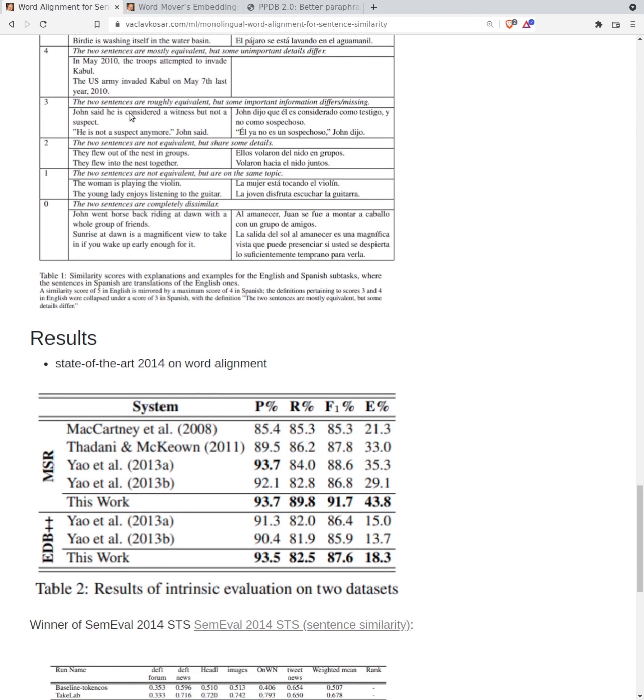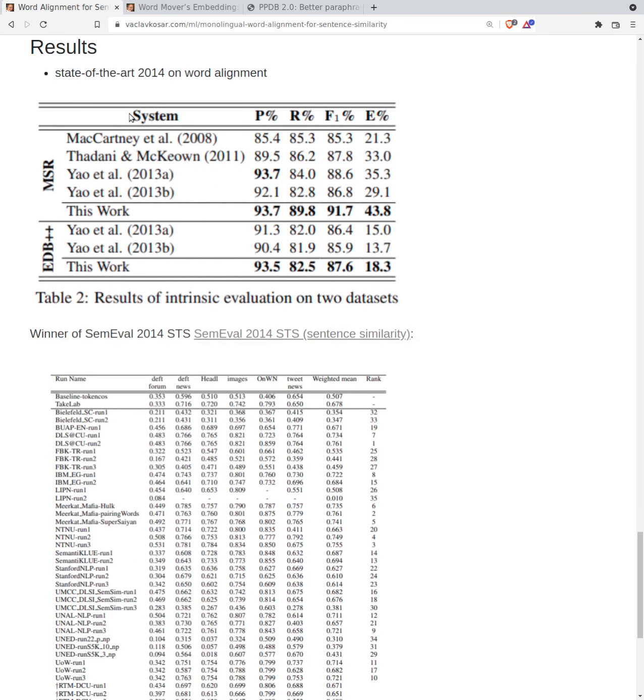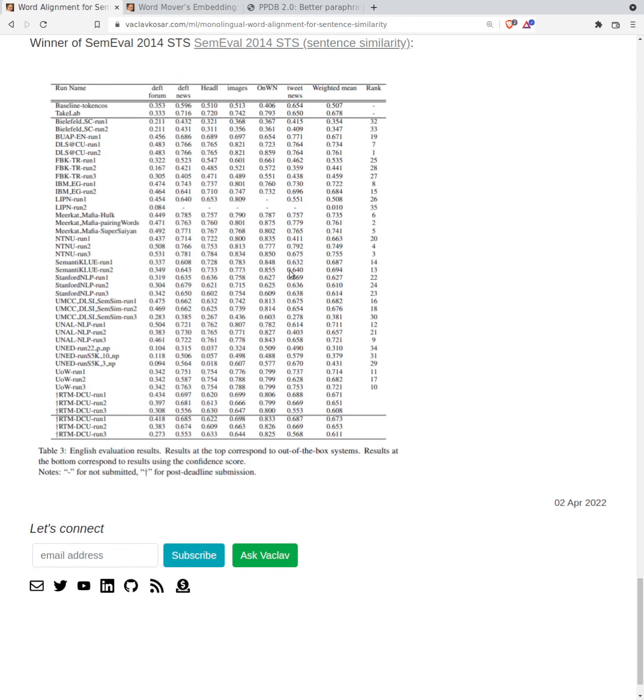And so on. So the results: state of the art in 2014 on word alignment, by a relatively good margin, it seems, and on the semantic textual similarity task, it was the winner in 2014.